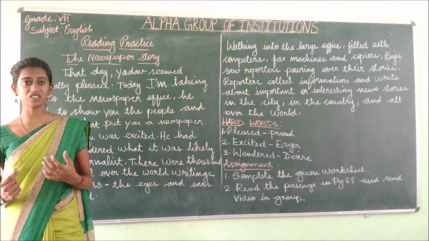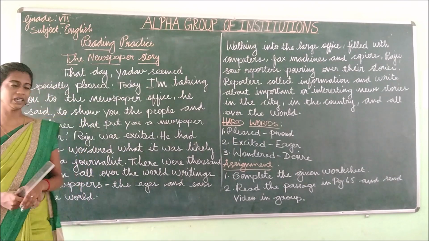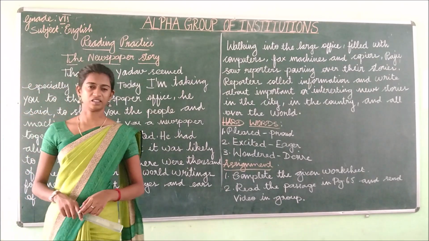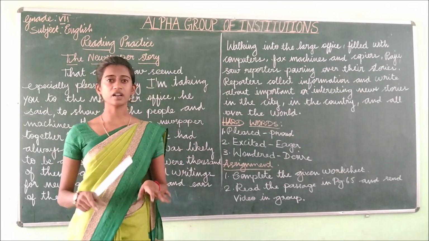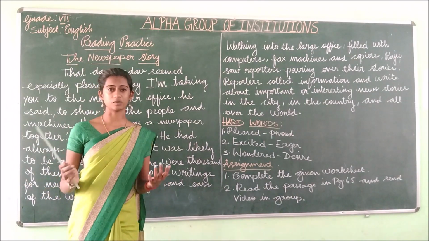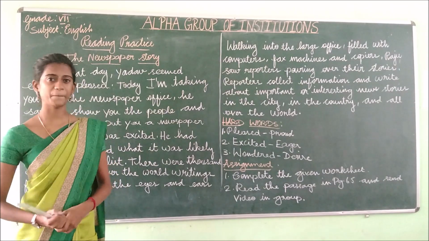The boy was very much interested and eager to visit the newspaper office. He said to show you the people and machines that put you the newspaper together. So for what are they going? They are going to visit the people, the persons who are working in the newspaper office, and see what machines are used in the newspaper office, and how the newspapers are printed.